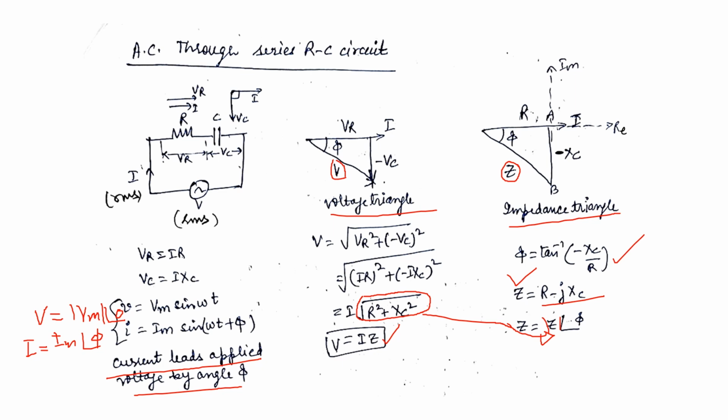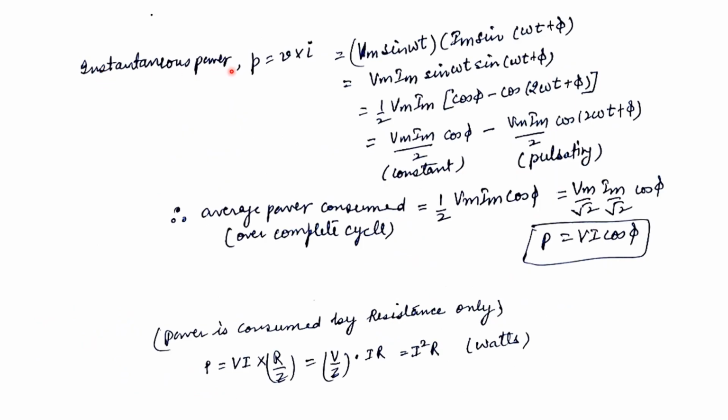The instantaneous power in the series RC circuit can be obtained by the product of instantaneous voltage and instantaneous current. Substituting the expressions for these two, we arrive at two components for the instantaneous power. One is the constant component, another is the pulsating component. When we calculate the average power consumed over the complete cycle from 0 to 2 pi, we integrate this. That will give us 1 by 2 Vm Im cos phi, which can be written in terms of the RMS values as P is equal to VI cos phi. This P is called the average power or the true power or the real power. The unit of this power is watts.